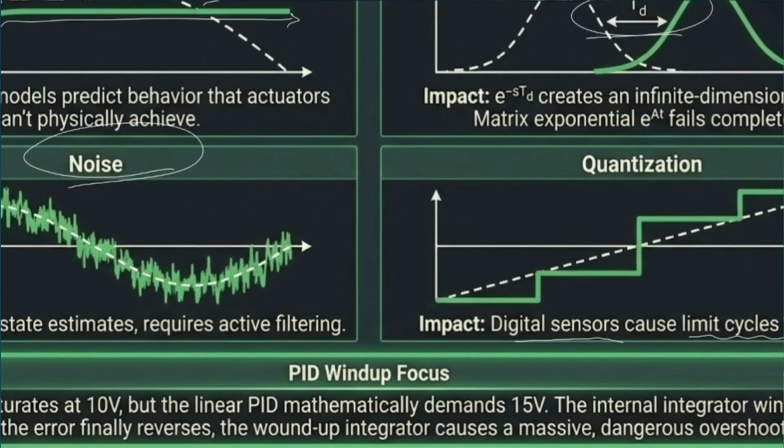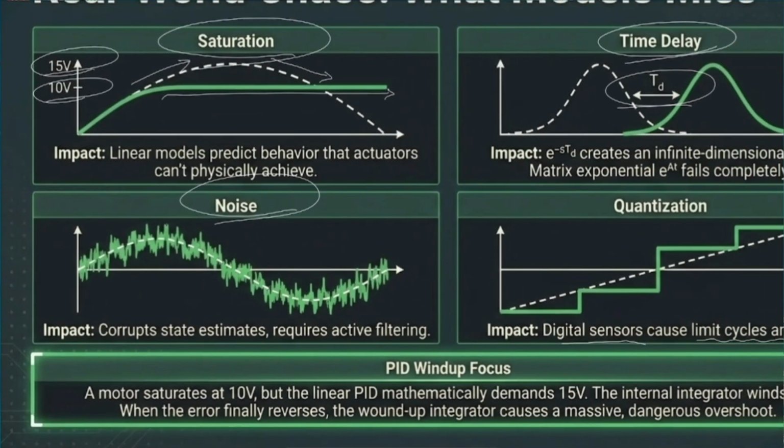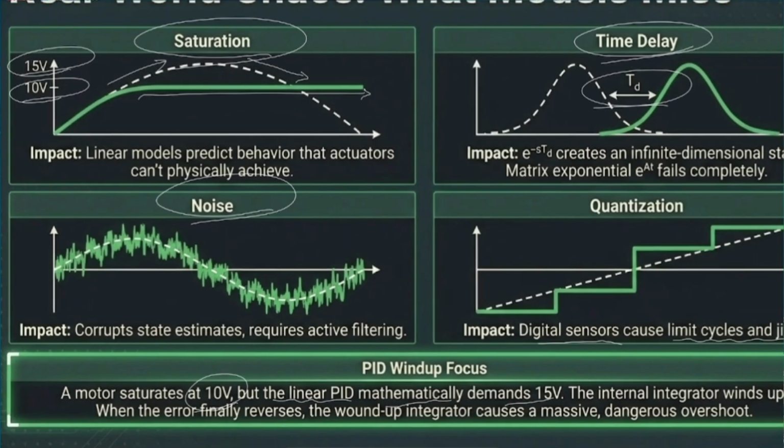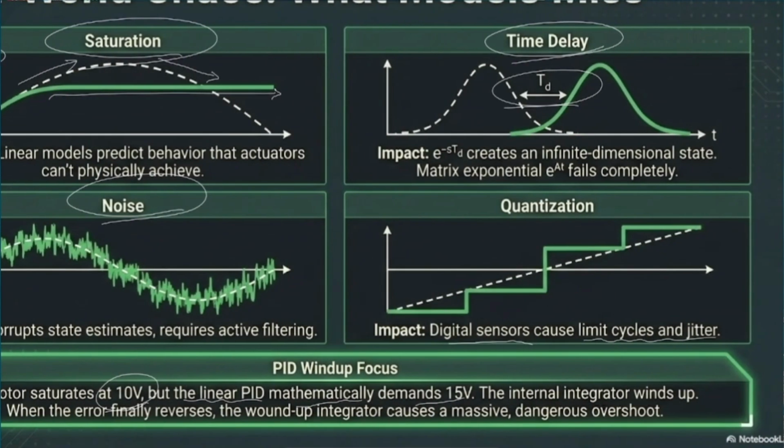Another thing that I would like to bring up is some terminology that we call windup. That happens in the PID controller. So what is the idea? Imagine that you have a motor, and as we just saw, that motor is going to saturate at 10 volts. But the linear PID mathematically demands 15 volts. This is where the issue happens, and the internal integrator winds up. Instead of reaching 15, your system actually reaches 10, while the controller is pushing so hard to reach 15.